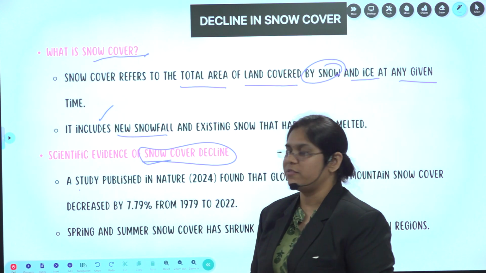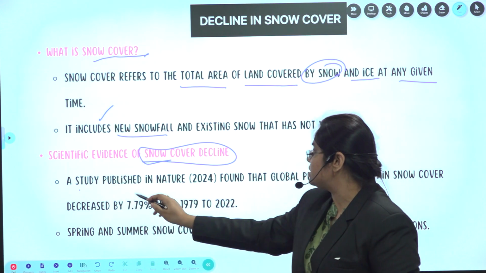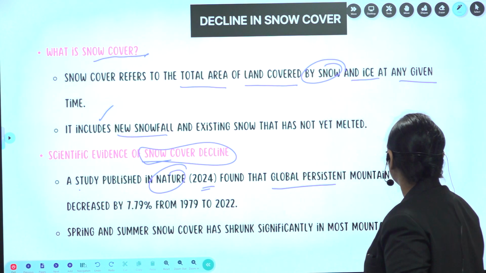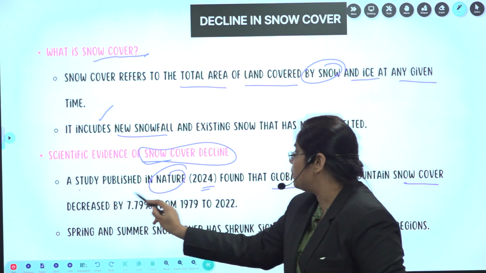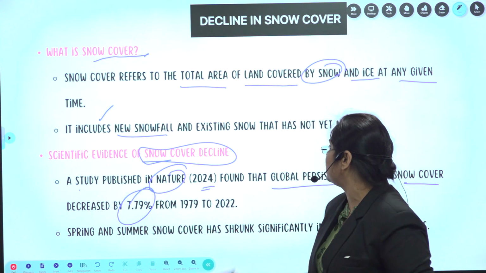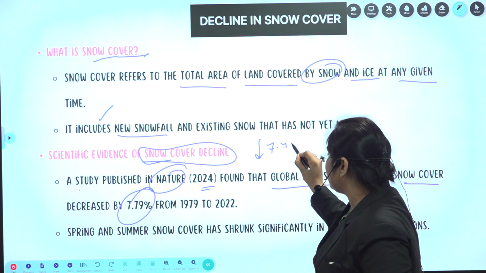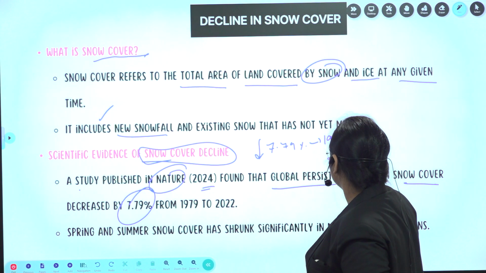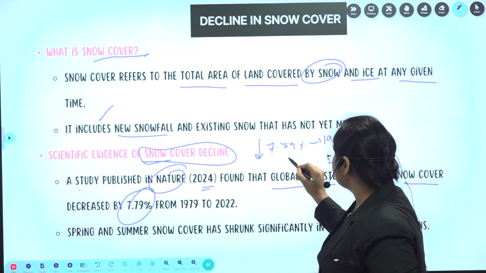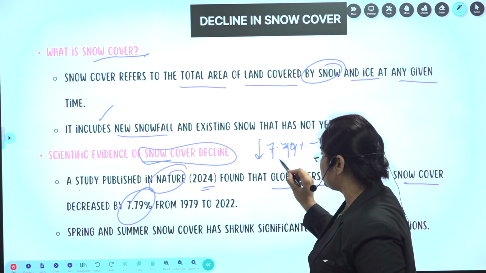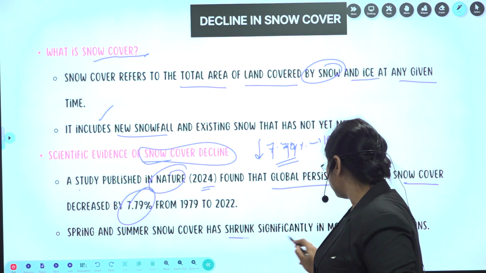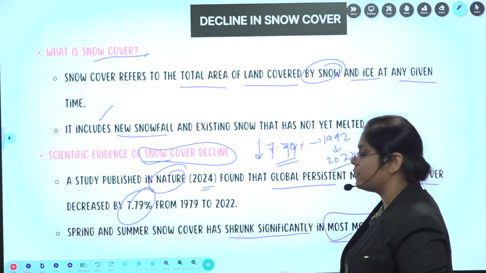So, what is the scientific evidence for this? Basically, a study published in Nature 2024 found that global persistent mountain snow cover decreased by 7.79% from the year 1992 to 2022. This was a scientific evidence report. As you can see, spring and summer snow cover has shrunk significantly in most of the mountain regions.